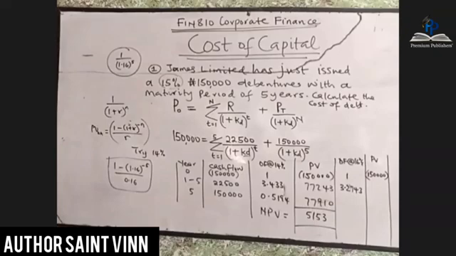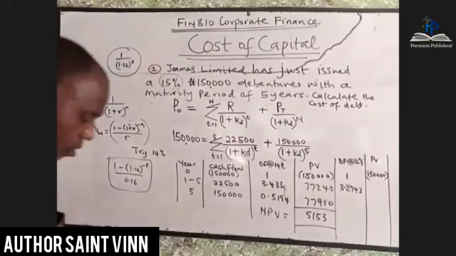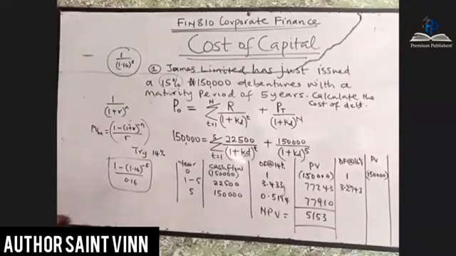Let me help myself. Since the calculators are misbehaving, let's find out. 1 minus bracket open 1.16, all raised to the power of negative 5, divide by 0.16. 3.2743 is correct. Now that of the last one, what is it?